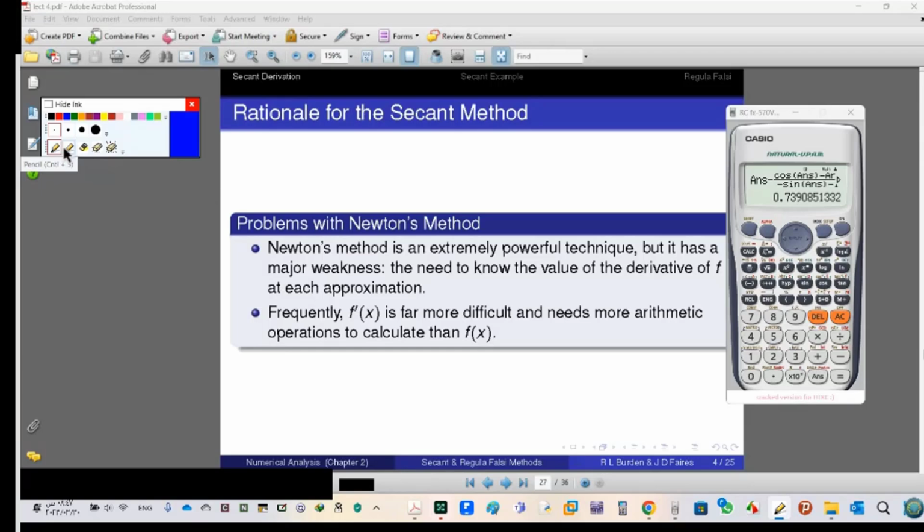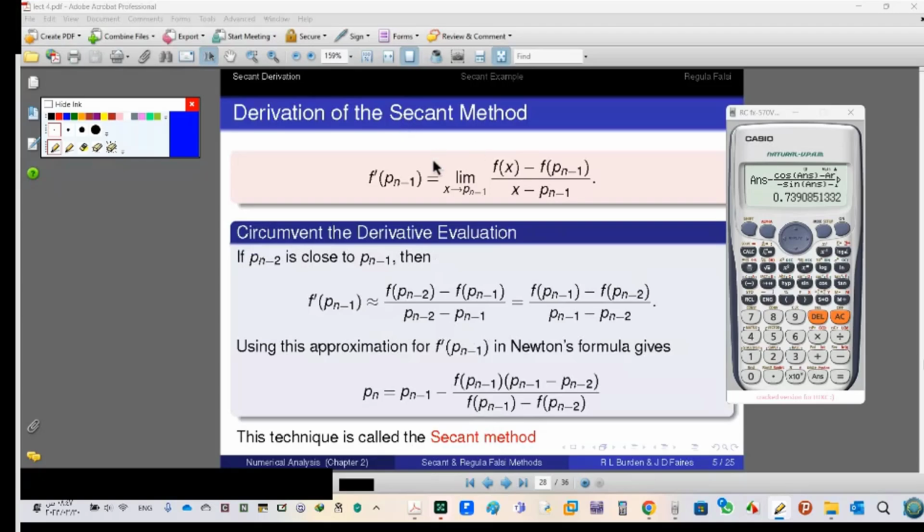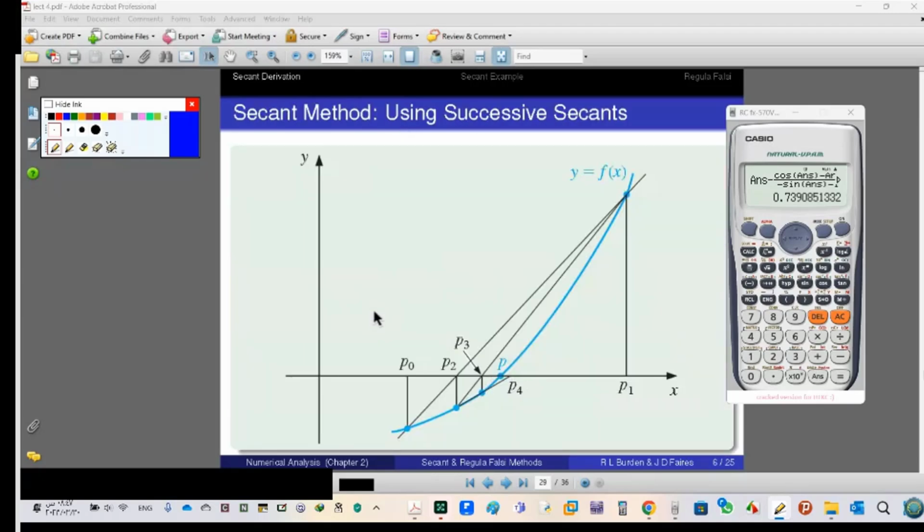Okay, how can we do this? How can we calculate this? Here we have another method called the secant method. The secant method is this one. In Newton-Raphson, I will show you, we are based on this one. What is this one? It is the derivative.